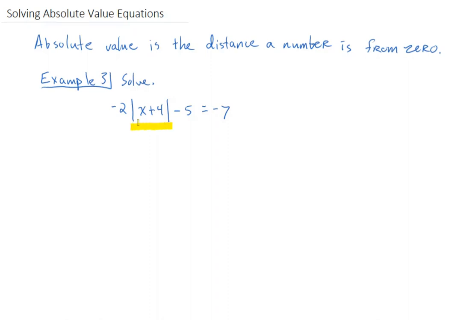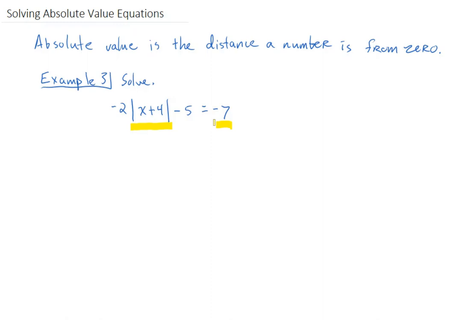I can't say, okay, I want to figure out what makes this negative 7 units from 0. That doesn't make sense because on the left it's not just that. It's something that's a distance from 0 that I don't know, times a negative 2 minus 5, and then that equals a negative 7. So it's too complicated to kind of puzzle out what that needs to be.